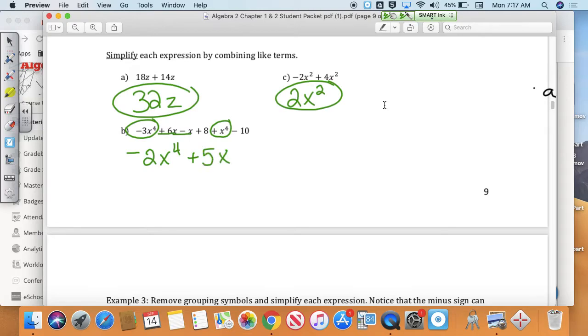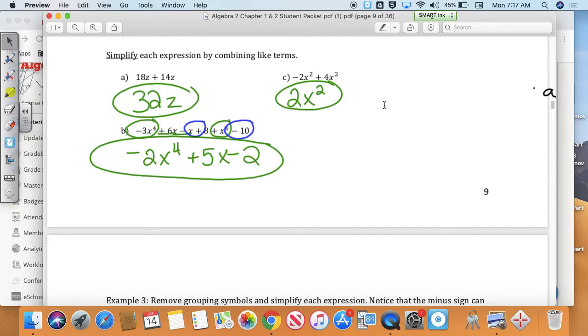Then moving down the line, I have here 8. There's a plain constant, positive 8, and then a plain constant, negative 10. Well, 8 minus 10, or a positive 8 with a negative 10, will be a negative 2. So this would be minus 2 at the end. Simplified will be negative 2x to the fourth plus 5x minus 2.